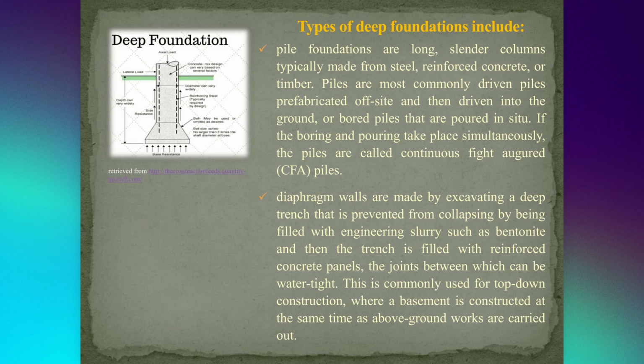Diaphragm walls are made by excavating a deep trench that is prevented from collapsing by being filled with engineering slurry, such as bentonite, and then the trench is filled with reinforced concrete panels, the joints between which can be watertight. This is commonly used for top-down construction, where a basement is constructed at the same time as above-ground works are carried out.